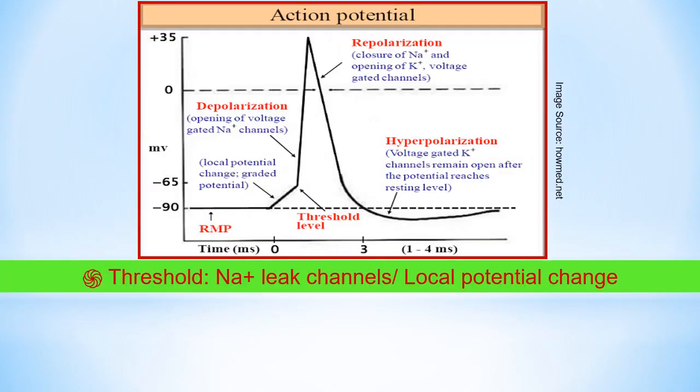Here you can go a little further to understand the action potential in detail. We are to understand that different stages of this action potential are achieved due to different ions, mainly the potassium and sodium ion, and the channels. Like the threshold, which is a stage achieved due to the sodium leak channels. It may also be due to local potential change. These sodium leak channels are very important protein channels, through which the sodium ions can leak inside the cell. And they are responsible for this threshold, or increase in membrane potential from minus 90 to minus 65 or maybe minus 75.